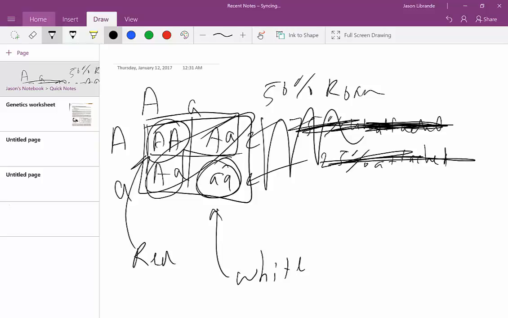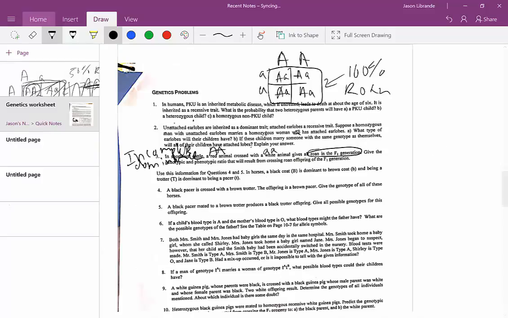Again, since this is incomplete dominance, the heterozygotes have their own unique phenotype. So 50% of the offspring are going to be roan, 25% will be red, and 25% will be white. It's the same cross, but the phenotypic ratios are different because it's an incomplete dominance question. So slightly different from question 2.